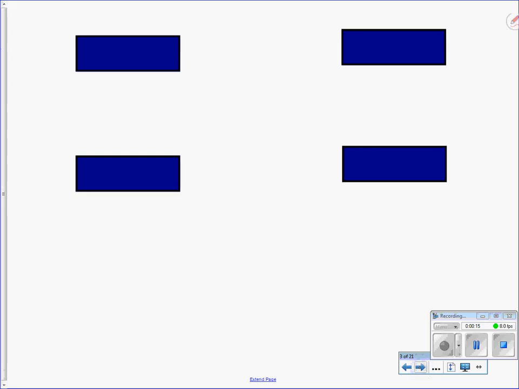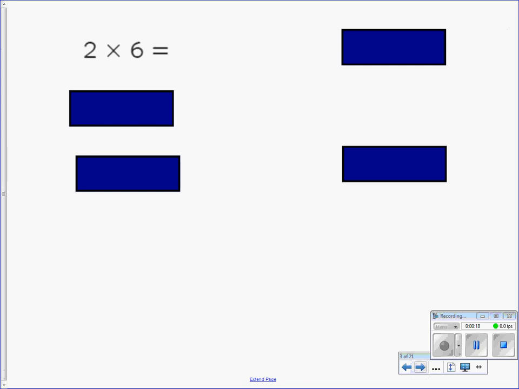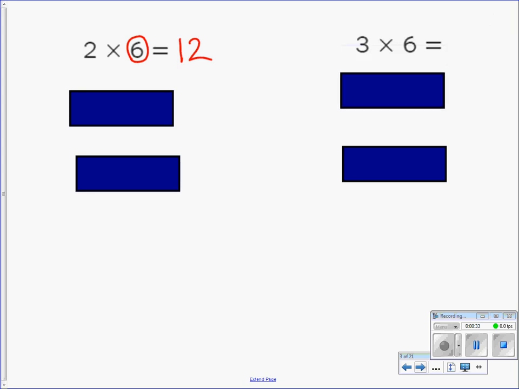All right, for the first one, if we have 2 times 6, and remember, boys and girls, anytime we multiply by 2, all we're doing is doubling the other factor. So 2 times 6 would be 12. So if I know that 2 times 6 is 12, what do I have to do to figure out 3 times 6? Well, here I had 2 6's, here I have 3, so I just need to add one more. So 12 plus 6 would give me 18.